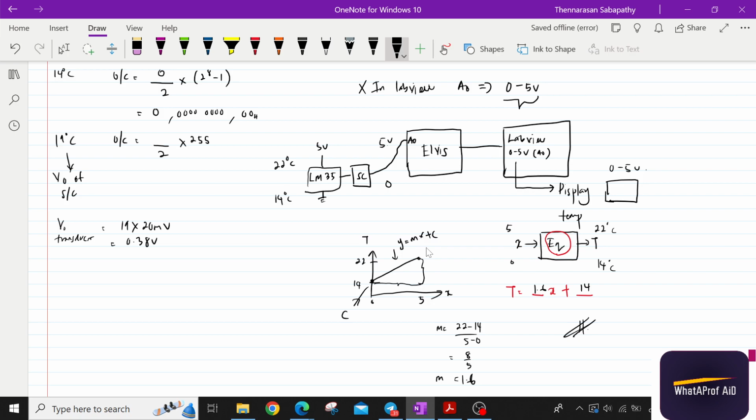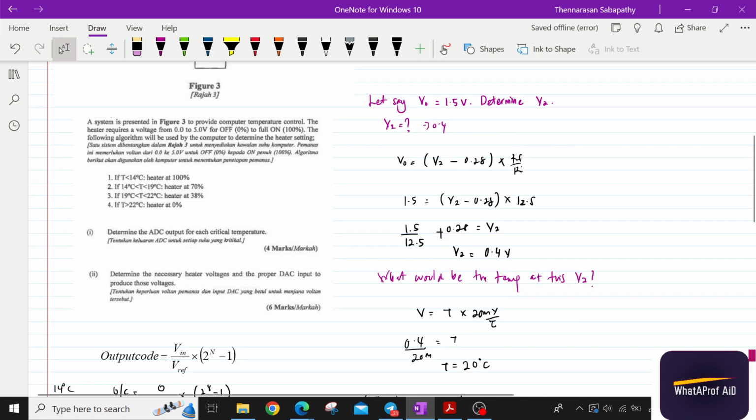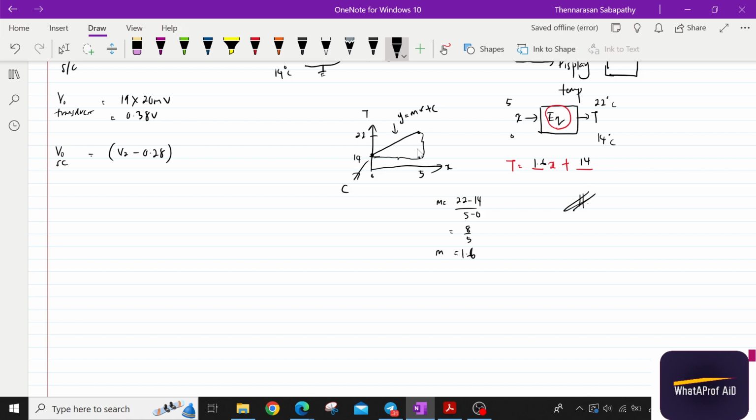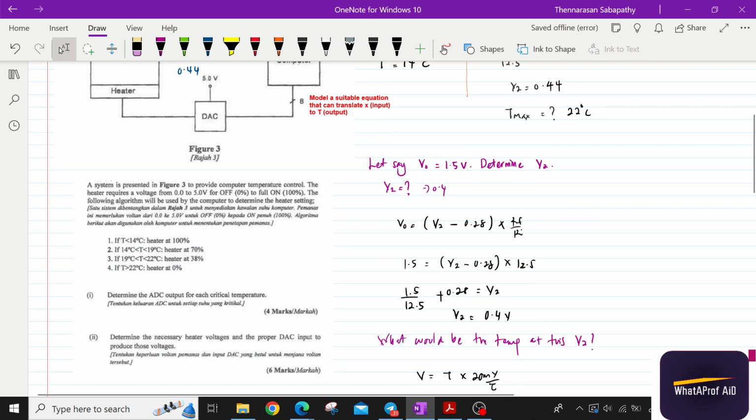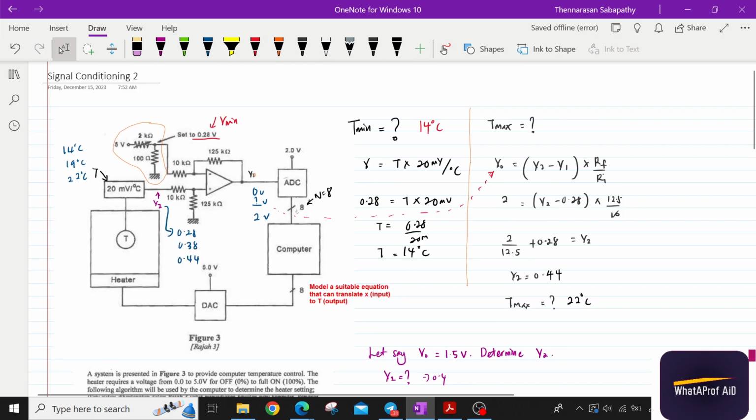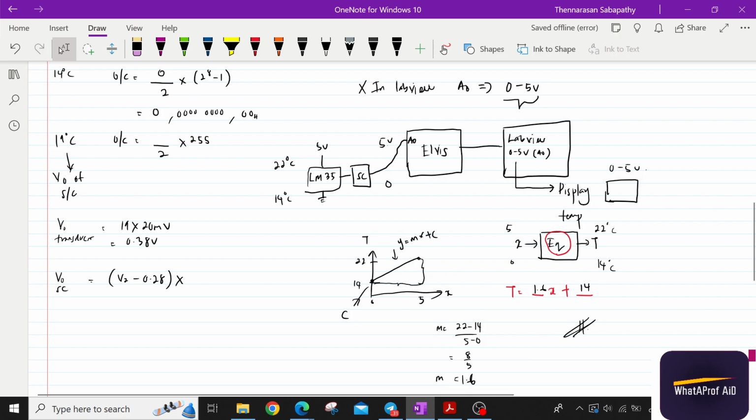Remember this equation. V2 minus 0.28, the minimum voltage, is 0.28 times RF over RI. RF over RI, what is that value? 125 over 10, which will give 12.5. So what is the V2 over here? 0.38. So 0.38 minus 0.28 times 12.5. Is it 1.25?